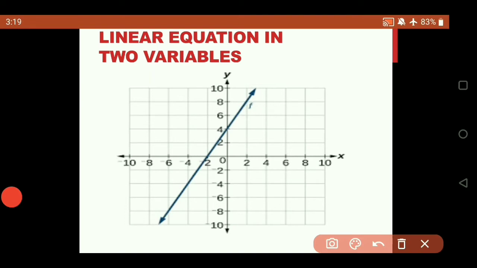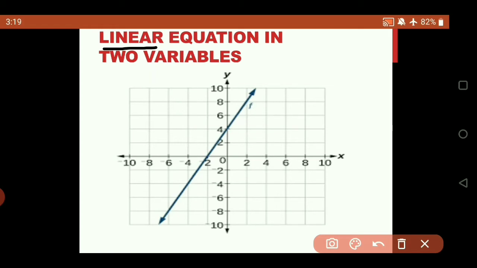So the first is linear. As studied in the previous chapter, polynomials, a polynomial is an algebraic expression that has variables with non-negative integral powers. Further, we studied that polynomials are classified on the basis of degree, in which one was linear polynomial. And linear polynomial means a polynomial with degree 1, that is, a polynomial having variables with highest degree 1.